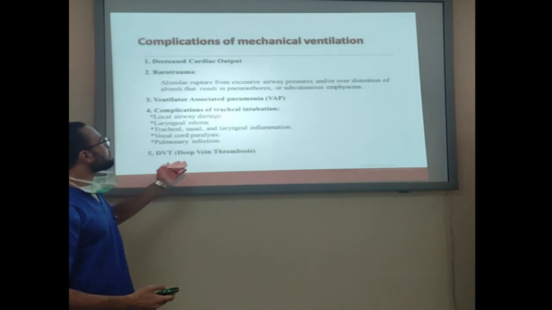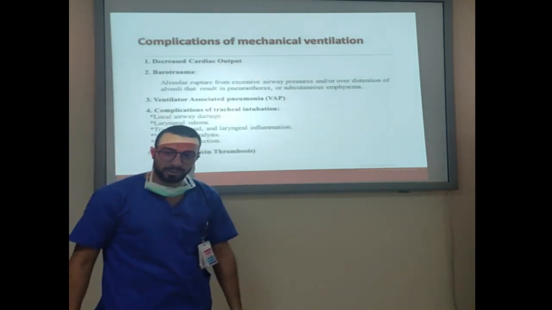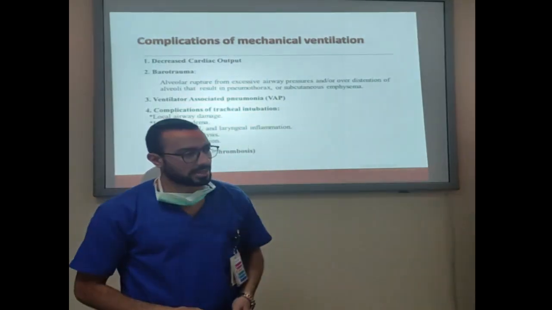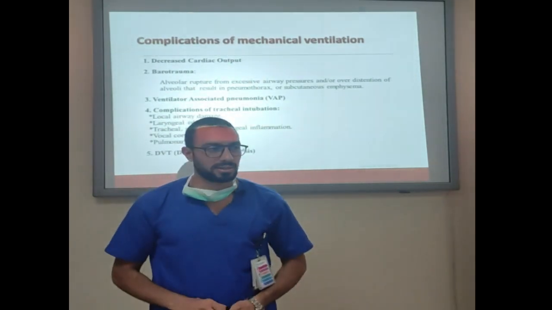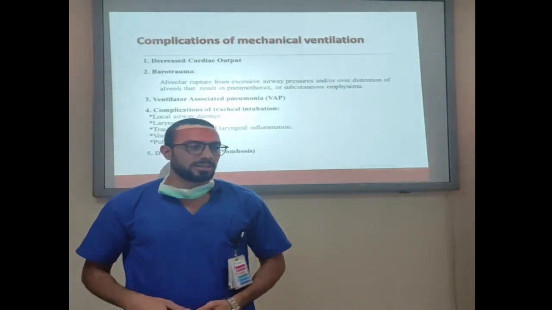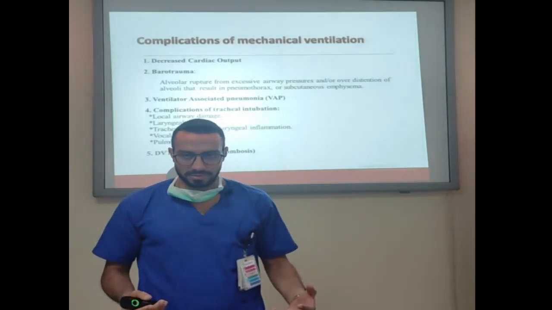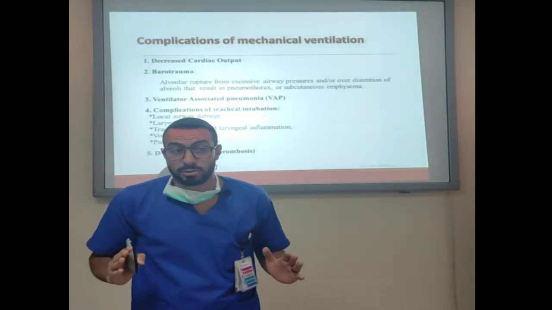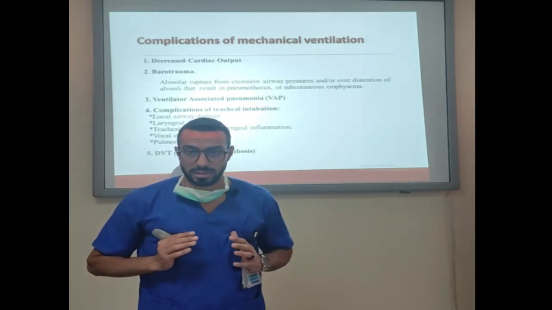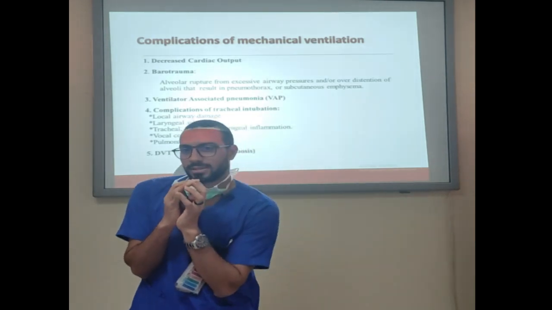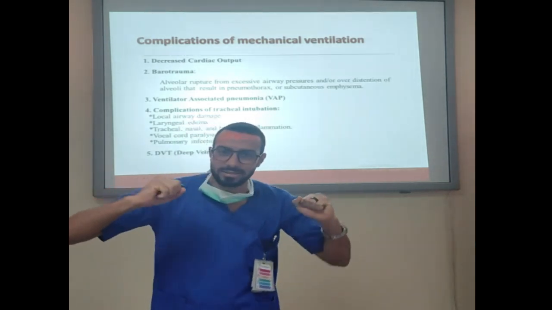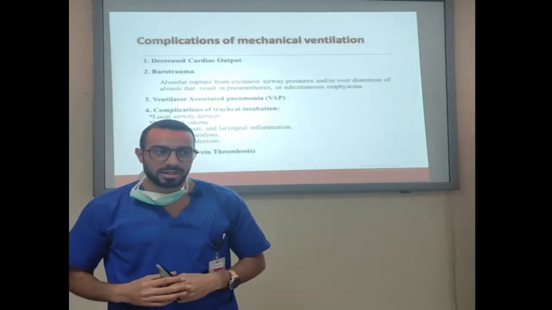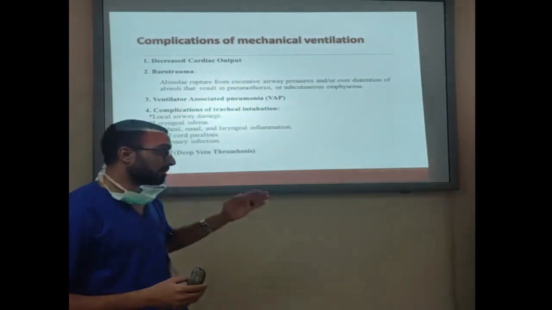So we have here decreased cardiac output. Why do we have decreased cardiac output? How does it happen? Normally, if you have increased intrathoracic pressure from the ventilation, the heart will be compressed like this, so it cannot give its power. So you will have increased intrathoracic pressure, so you may have decreased cardiac output.